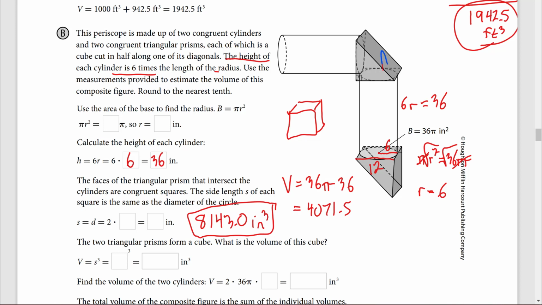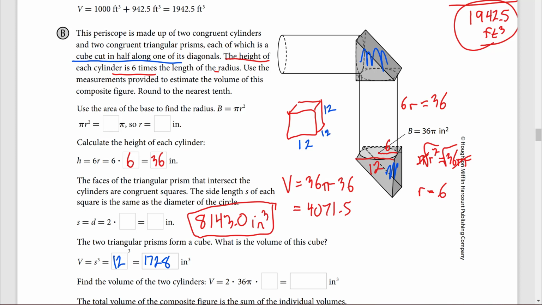Remember, we took our 2 triangular prisms, and since they told us they were a cube cut in half, I'm going to put them back together to make a full cube. And so we're looking at 12 by 12 by 12. So 12 to the third is 1,728 cubic inches.